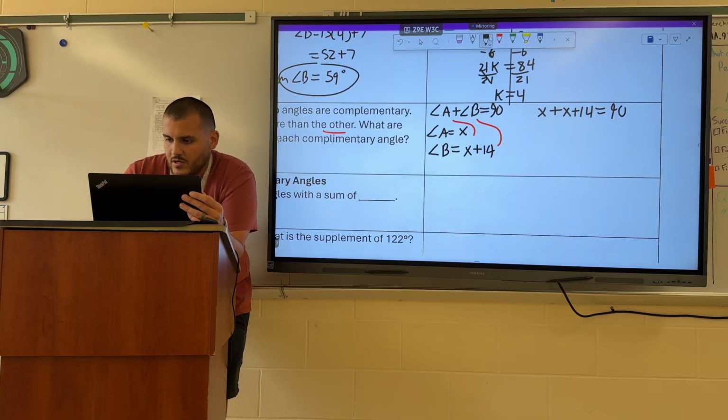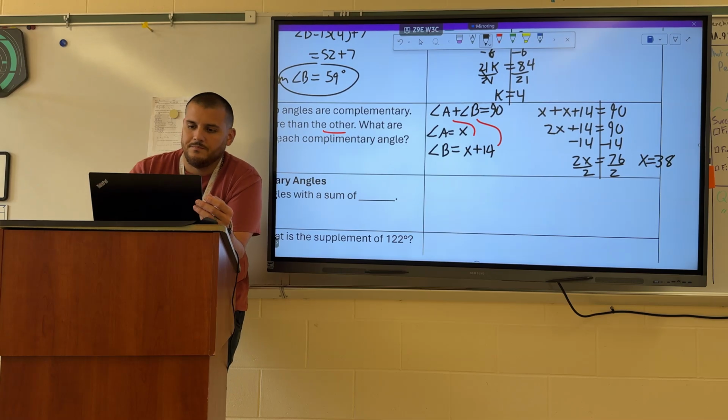And then we're doing algebra, combining like terms here. X plus x is 2x. I can now get that 2x alone by subtracting 14 from both sides. So that gives me 2x equals 76. Then I can divide both sides by 2 to get x equals 38.